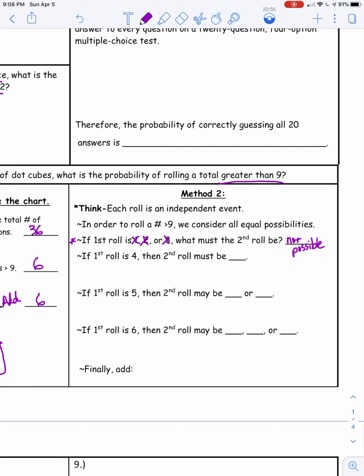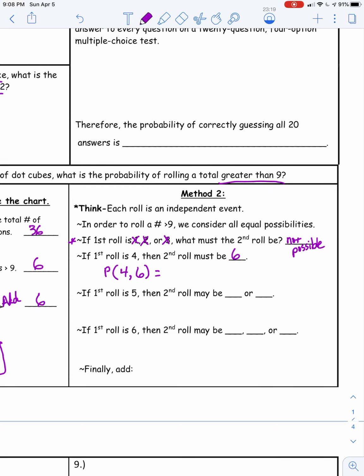What must my second roll be? Can't be a 4 because that'd be 8. A 5 would be 9. So therefore, it needs to be a 6. Okay, so we're going to write down here, this is our first roll. If our first roll is a 4, our second roll has to be a 6 in order to produce a total that's greater than 9.